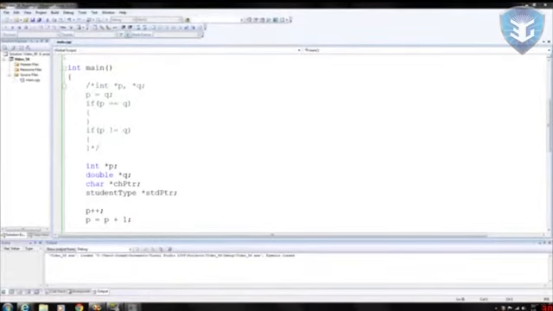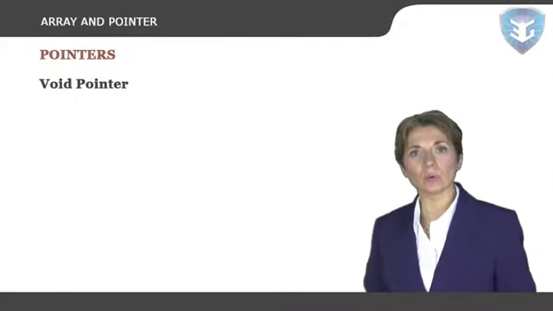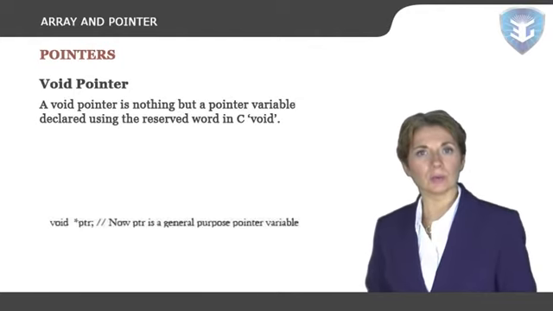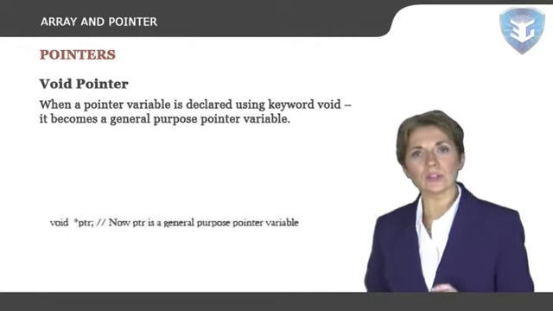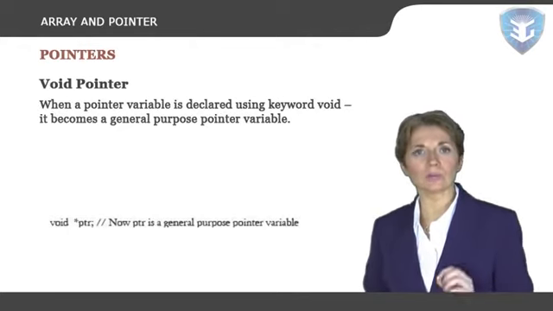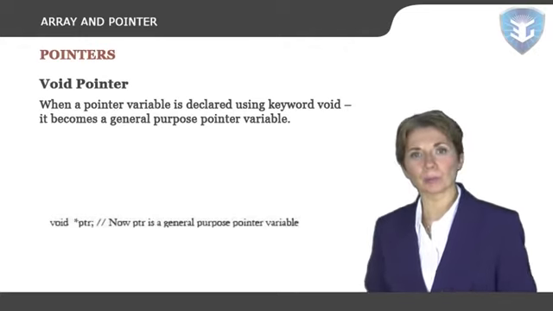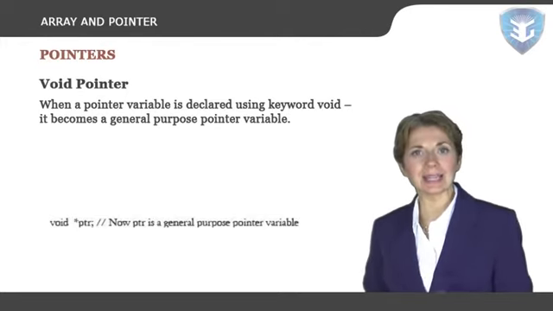Let's now have a look at the void pointer. A void pointer is nothing but a pointer variable declared using the reserved word in C, void. Let's see an example of a void pointer on the screen. When a pointer variable is declared using keyword void, it becomes a general purpose pointer variable. Address of any variable of any data type, char, int, float, etc., can be assigned to a void pointer variable.